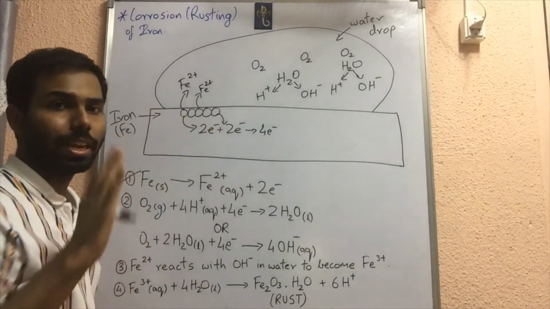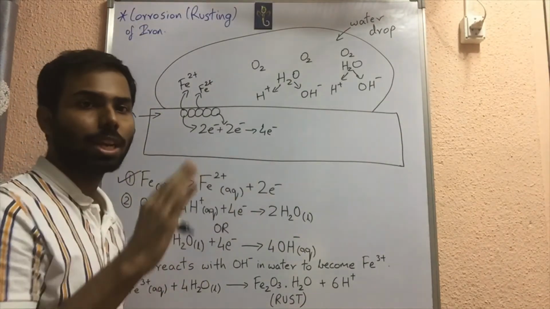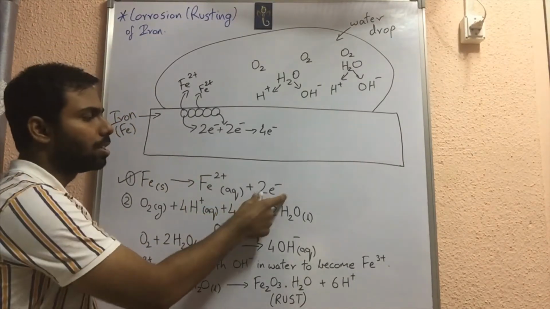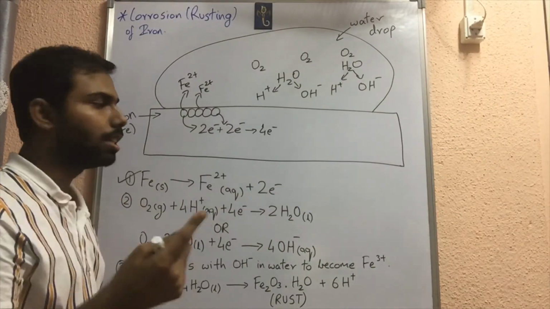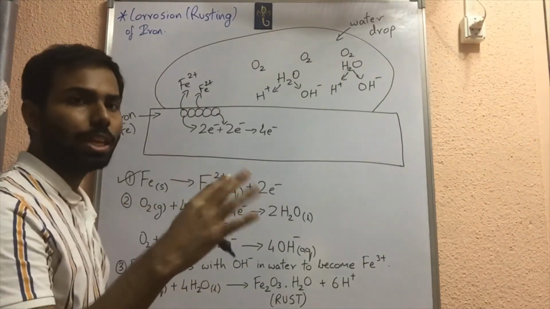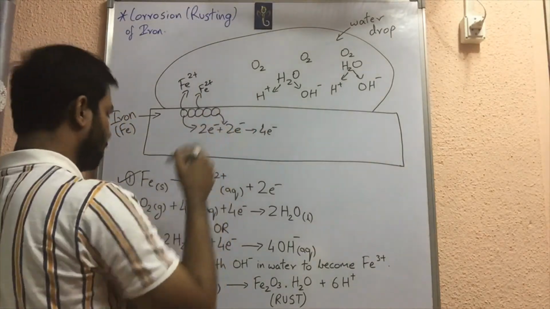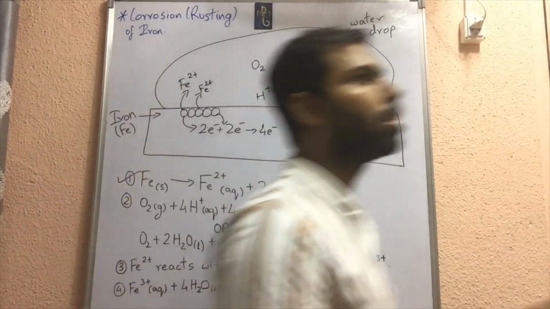Fe is losing electrons, right? Whenever something is losing electrons, we call it oxidation. So here Fe is being oxidized because it is losing electrons. Another thing, whenever you lose electrons, you get positively charged, right? So this area, give me a minute.